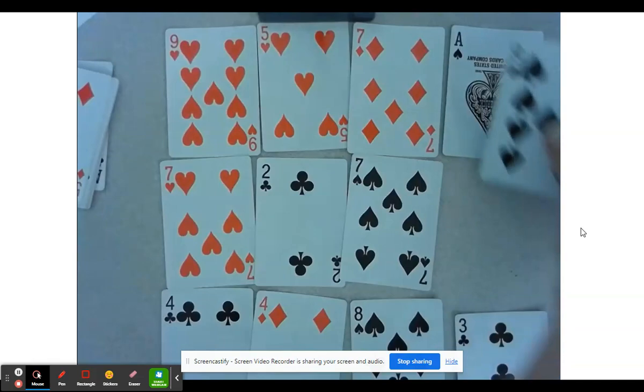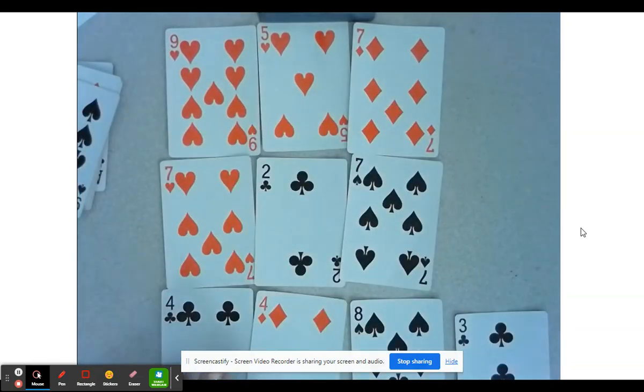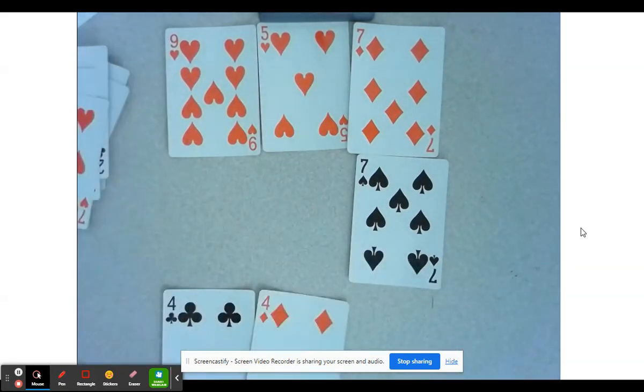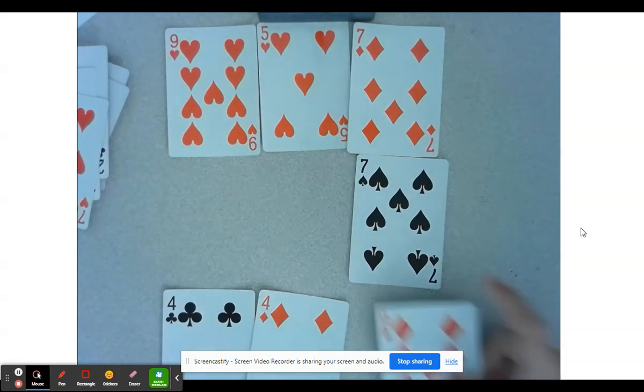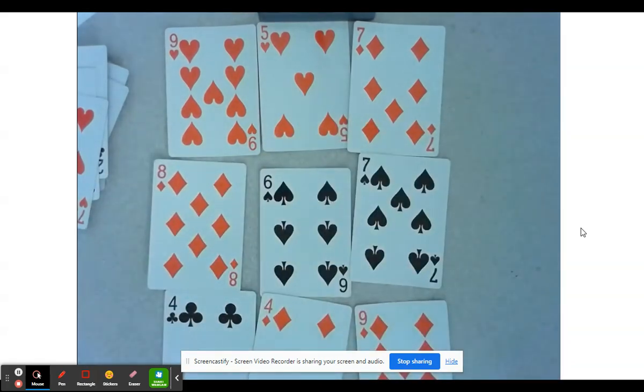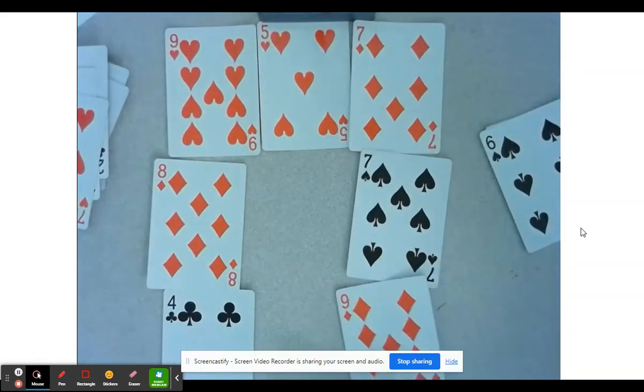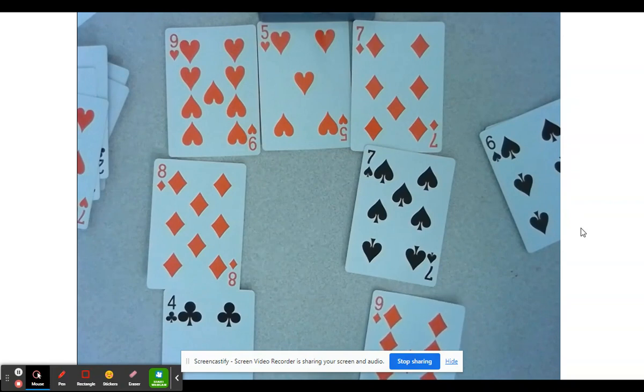Okay, so I can do 9 and 1 to make 10, and 8 and 2 to make 10, and 7 and 3 to make 10. I think I'm stuck. Your turn. Fill in as many as you can. Wait, is this a 9? 6 and 4. I think that's all we can do.